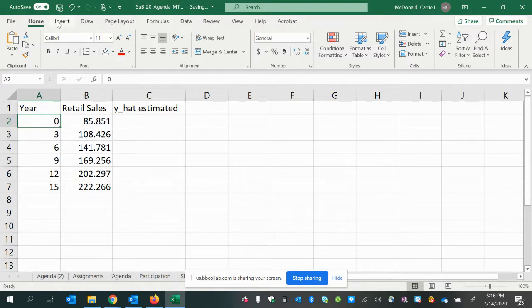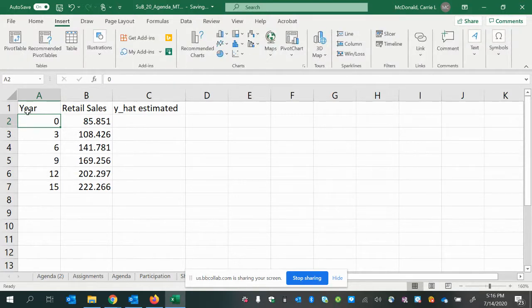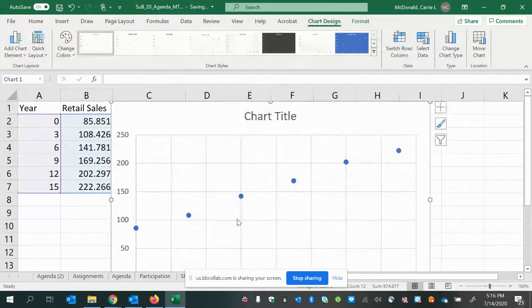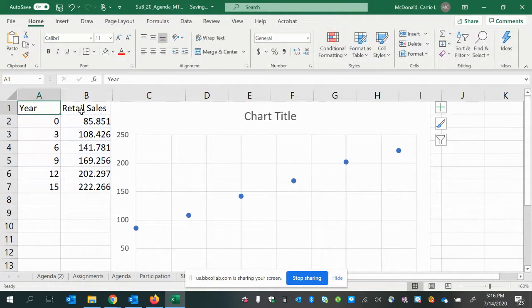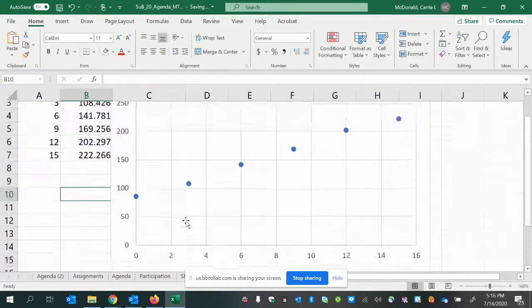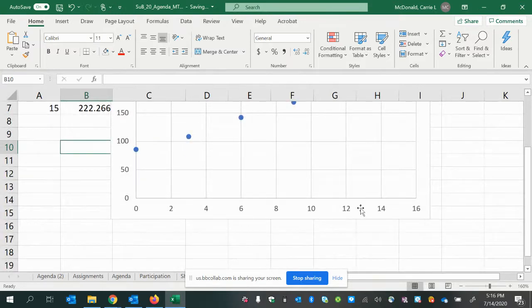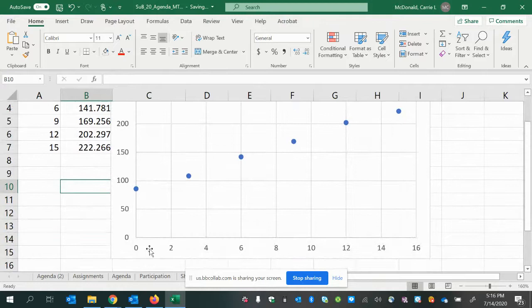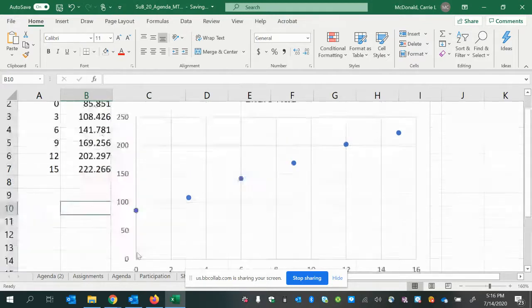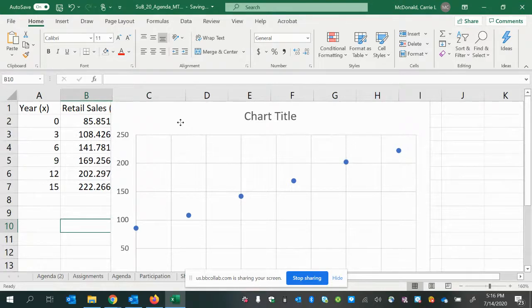So what we're going to do is go to Insert, and then select the data, click Scatter Plot, and now those are the dots that represent these pairs of data, where the year would be X and the retail sales would be Y. The years are on the horizontal axis, and the retail sales are on the vertical axis. I meant to say it the other way around.